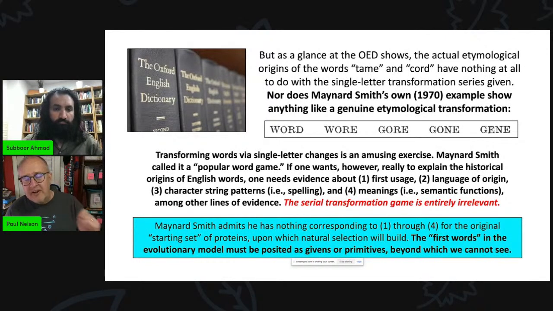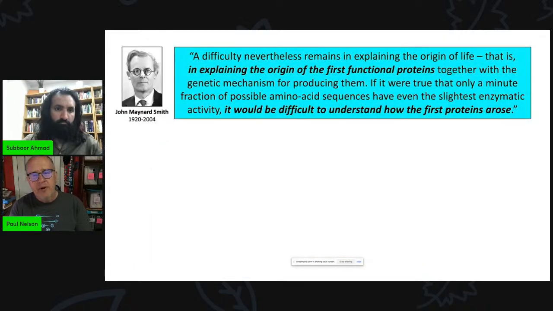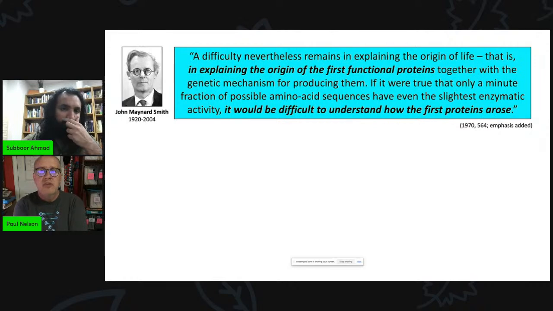In fact, when we get back to the starting set, the first words in the evolutionary model, those must be posited as givens or primitives beyond which we cannot see. So in the paper, in Nature, Maynard Smith says, there's a difficulty that remains in explaining the origin of life. That is, in explaining the origin of the first functional proteins together with the genetic mechanism for producing them. It is difficult to understand how the first proteins arose. That was 1970. What is that? 53 years ago. The same problem exists today. The origin of the original set of starting proteins is equally puzzling today as it was when Maynard Smith wrote this statement.